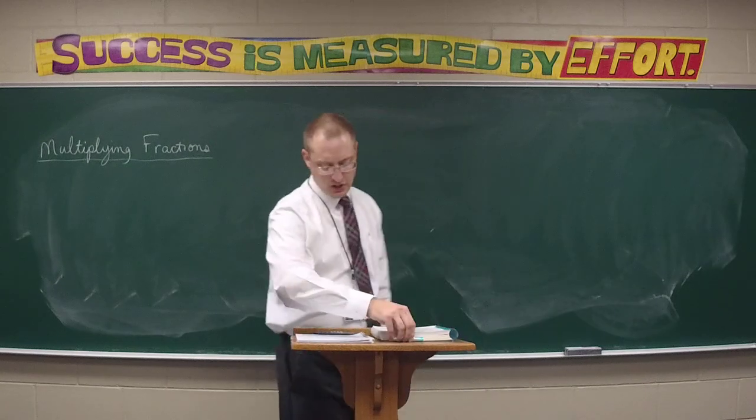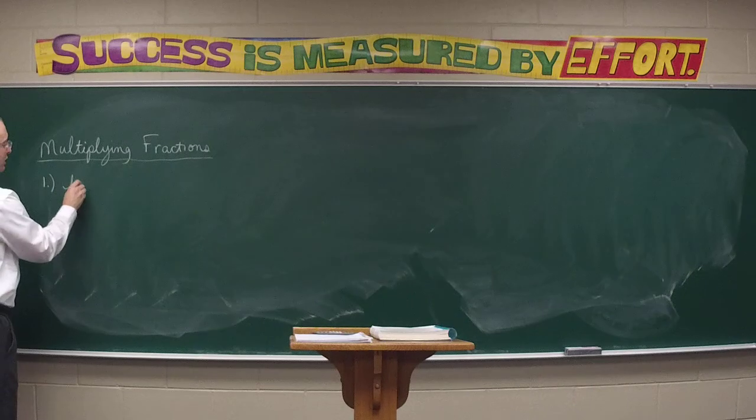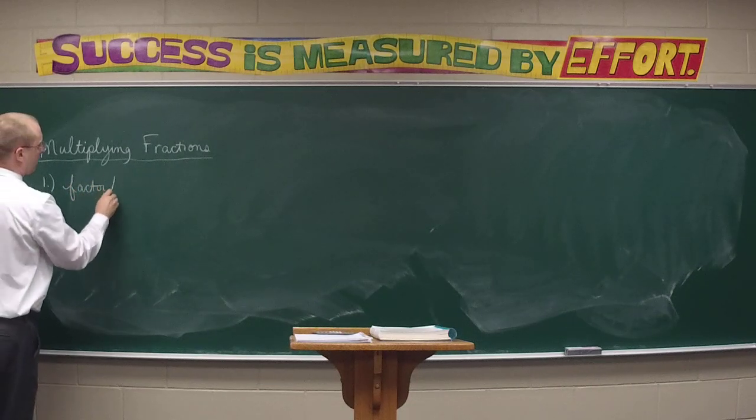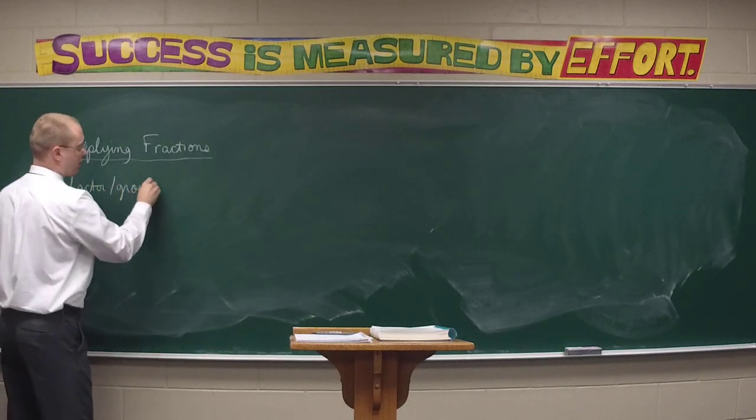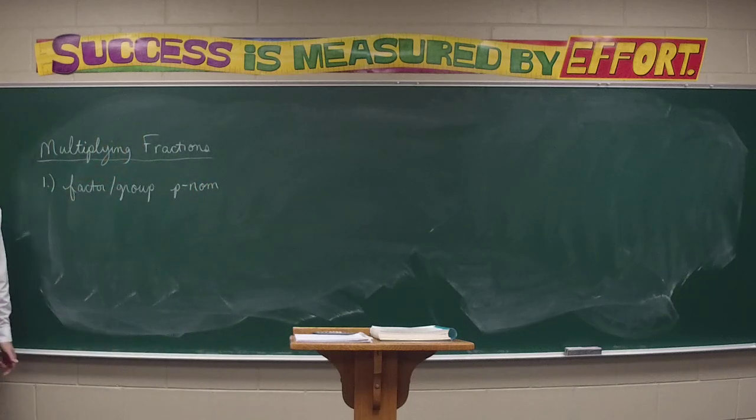All right, so write these steps in your notes. Step number 1 to multiplying fractions is to factor or group all polynomials. This is kind of like what we were doing with reducing fractions. Very similar. With adding fractions, we would factor or group denominators specifically, but with multiplying fractions, any polynomials, you factor or group them.